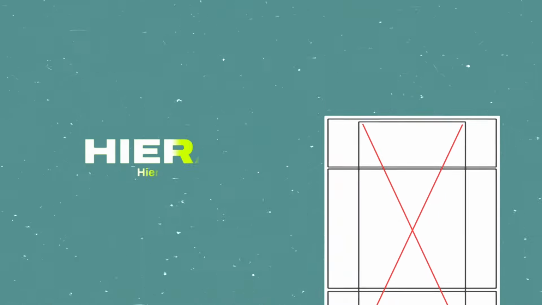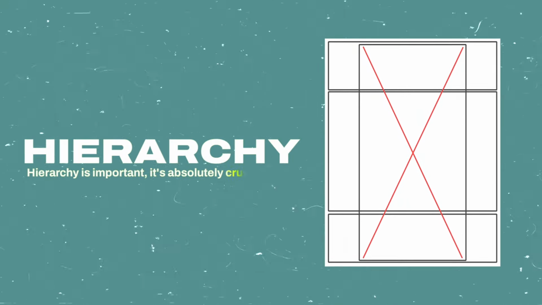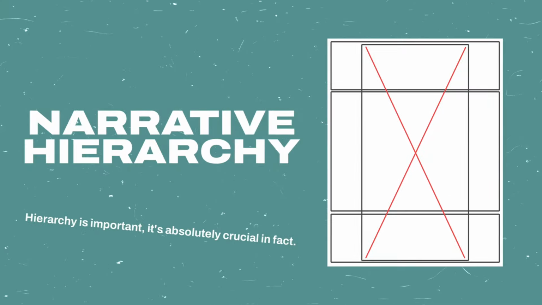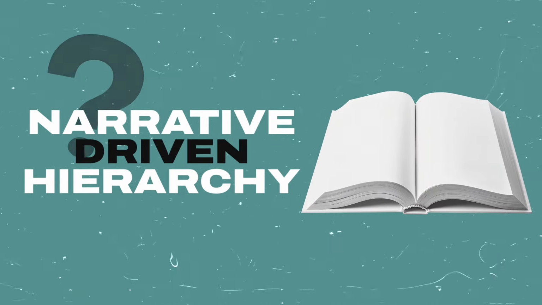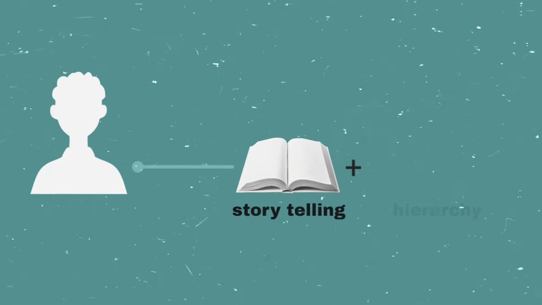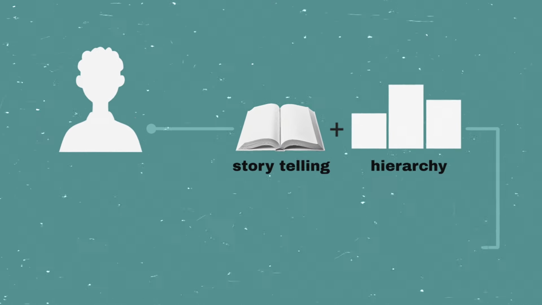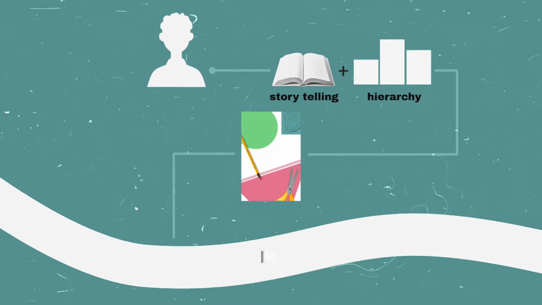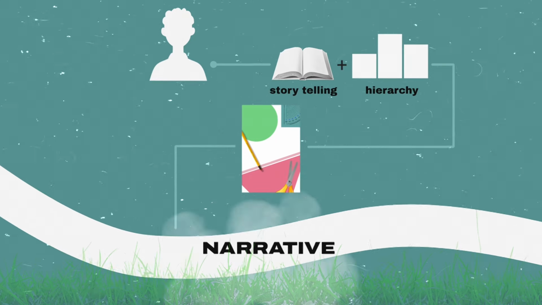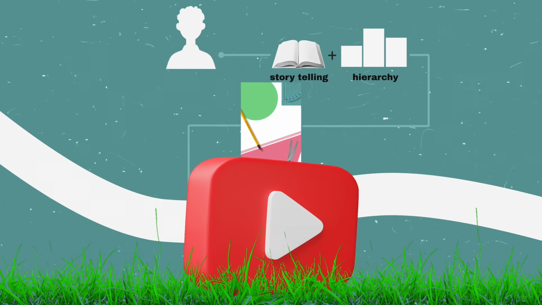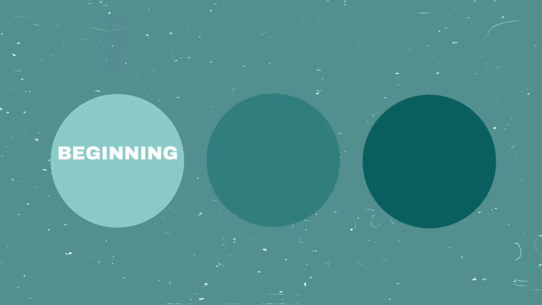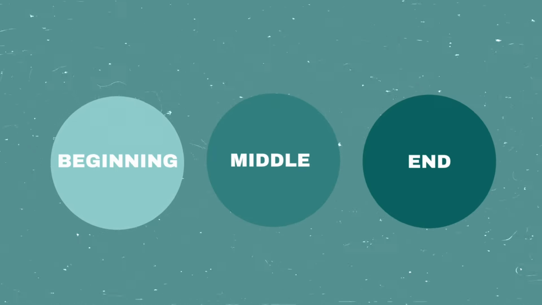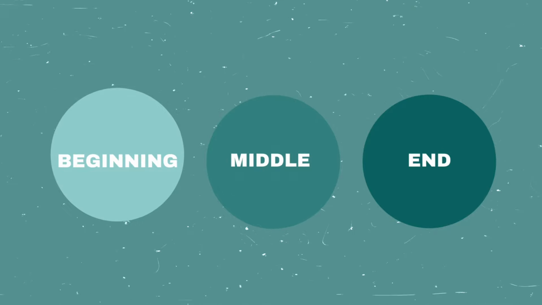Now, hierarchy is important. It's absolutely crucial, in fact. But what about narrative-driven hierarchy? What about that? Expert designers can use storytelling and hierarchy together to guide the viewer's journey through the design. And this creates a clear pathway that conveys a narrative. And this is something few people, if anybody, are talking about on YouTube. The simple premise of this technique is to determine the beginning, the middle, and the end of the story you want to tell through your design.